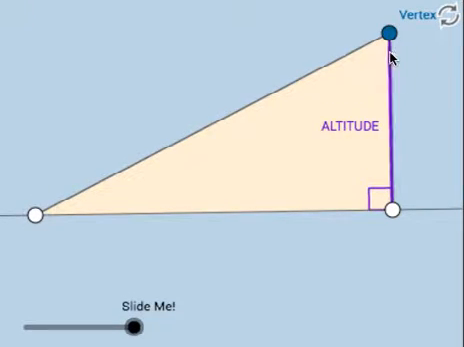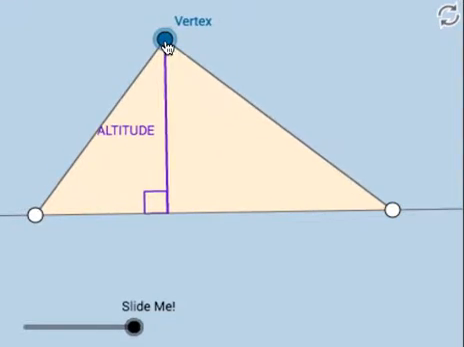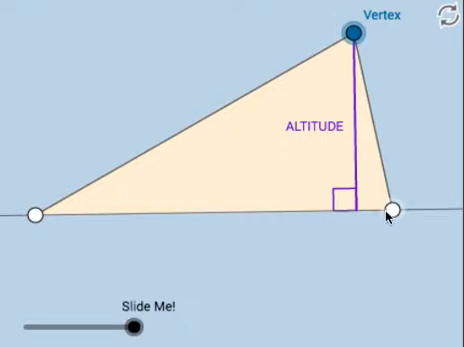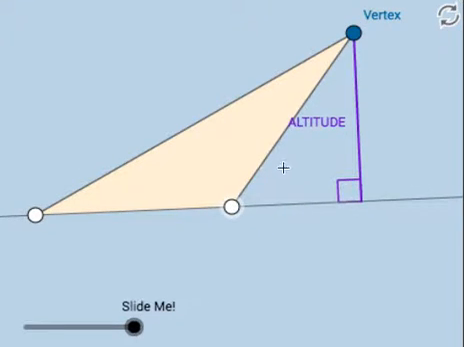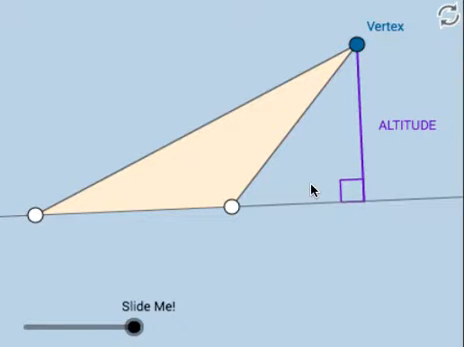In a right triangle, one of the legs, in fact either leg, could serve as an altitude. In this case, the altitude lies inside the triangle, and in a case like this, the altitude lies outside the triangle. Again, an altitude of a triangle is a segment that connects any vertex to the line containing the side opposite that vertex in such a way that that segment meets that line at a right angle. And that's what an altitude of a triangle is.